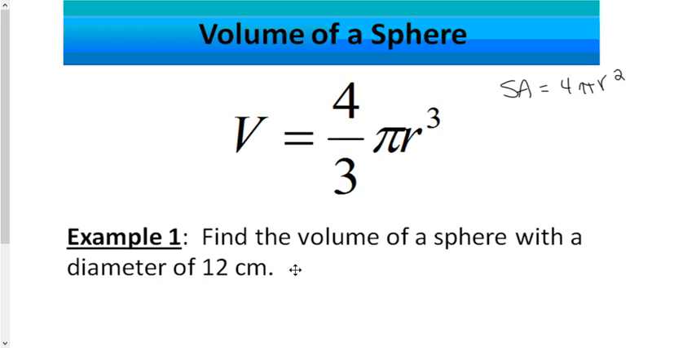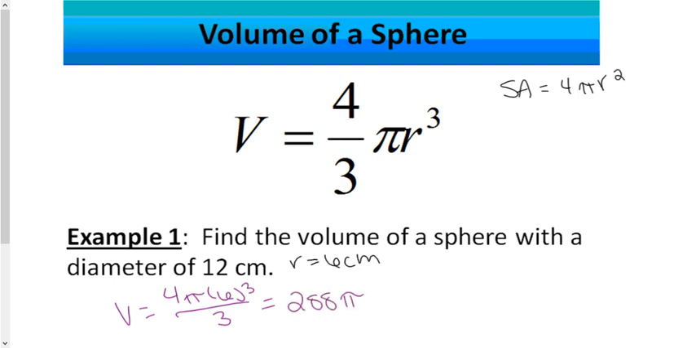So for example, to find the volume of a sphere with a diameter of 12 centimeters. Well, first off, this has nothing to do with diameter at all. We need the radius. So to find the radius, divide by 2. So the radius is 6 centimeters. So the volume, all you do is plug it in. The volume is 4 pi times 6 cubed divided by 3. And when you do all of that, you get 288 pi centimeters. And remember, everything's cubed, so cubed.